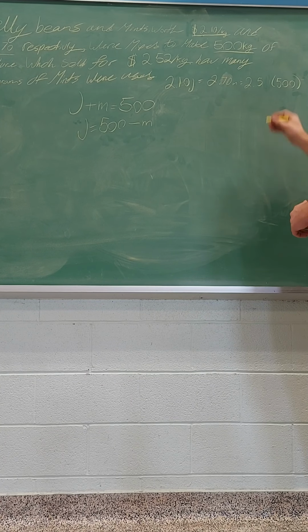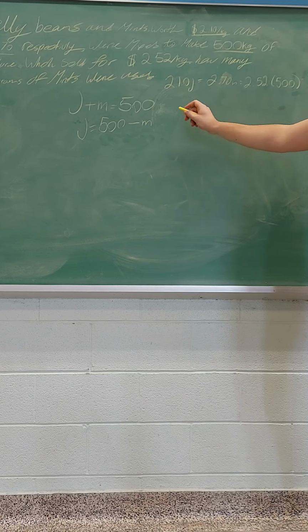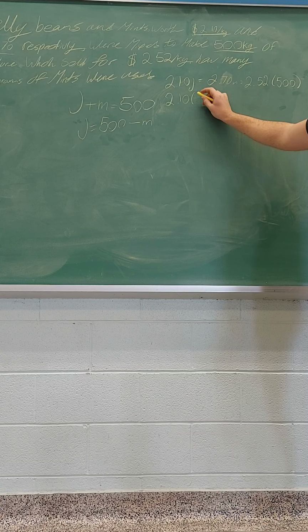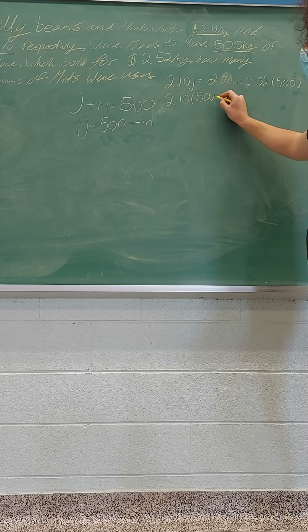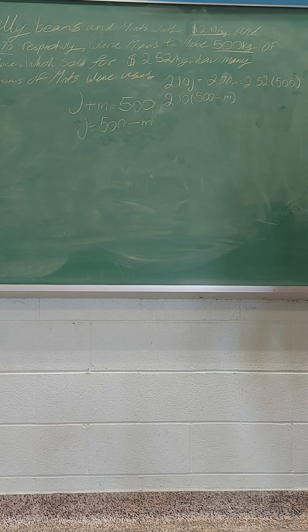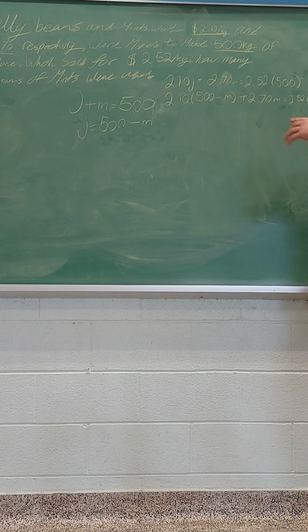Now that we have that, we can sub in our expression for J. So it becomes 2.10 multiplied by 500 minus M. Plus 2.70M equals 2.52 multiplied by 500. So that gives you your equation, with the J subbed in and looking for the M.